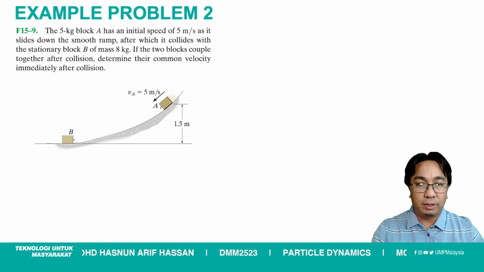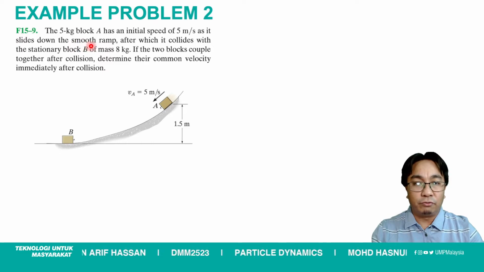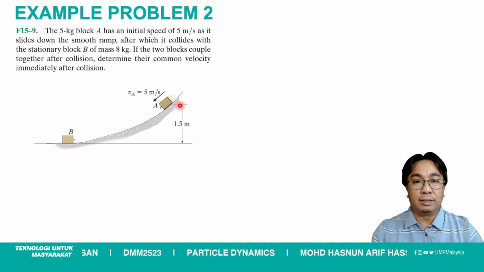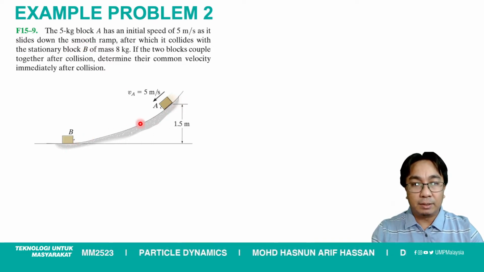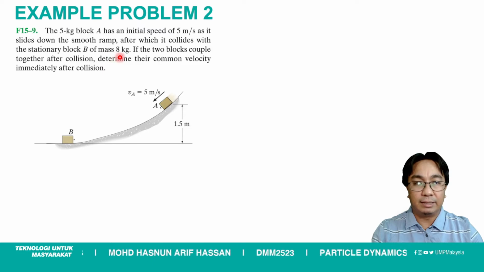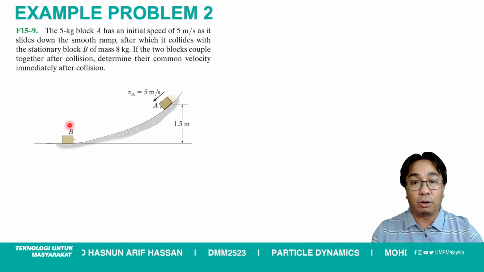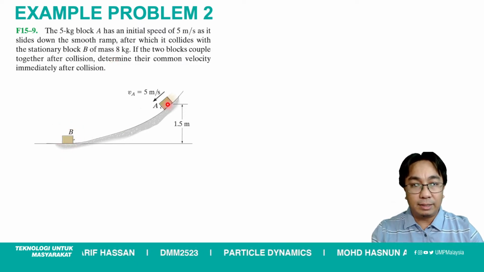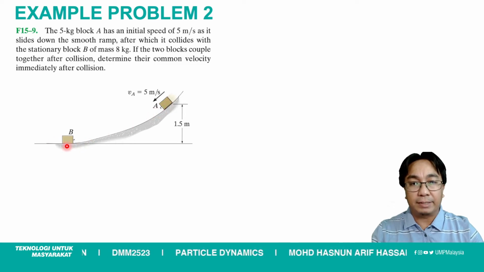Smooth here means that there is no friction that we need to consider throughout the motion. After which it collides with stationary block B of mass 8 kg. So block B initially is not moving. Block A is traveling down and it impacts block B.